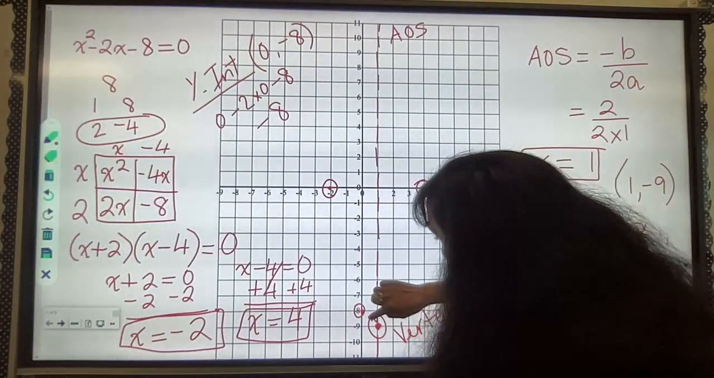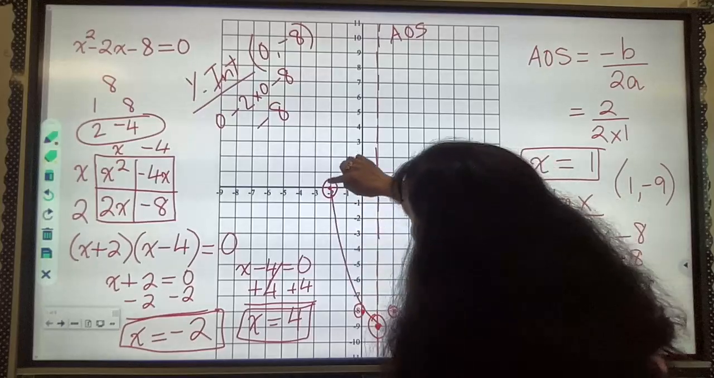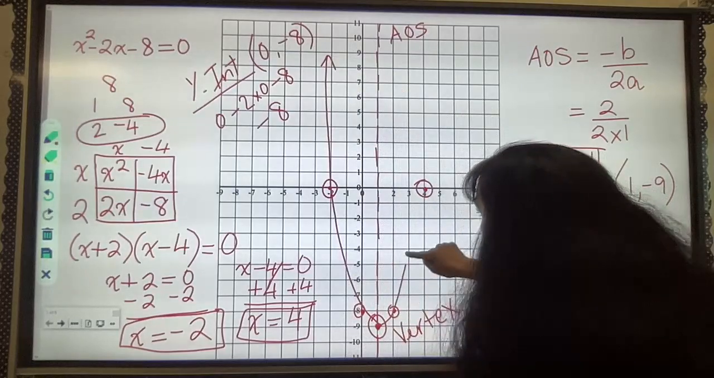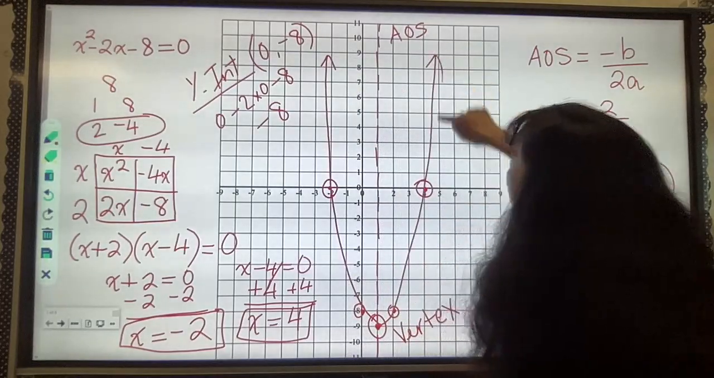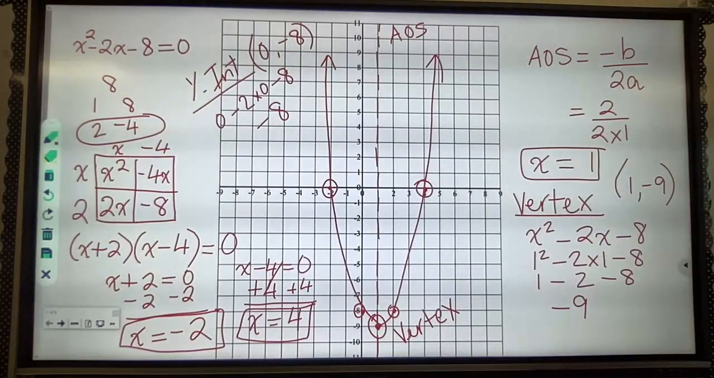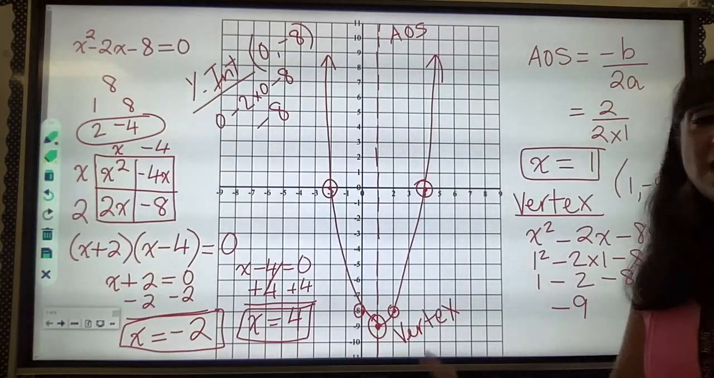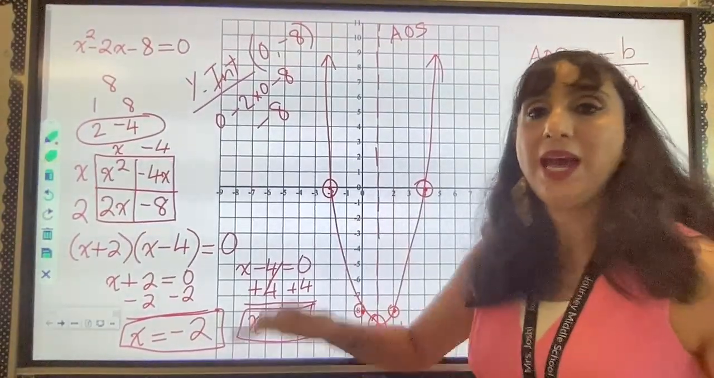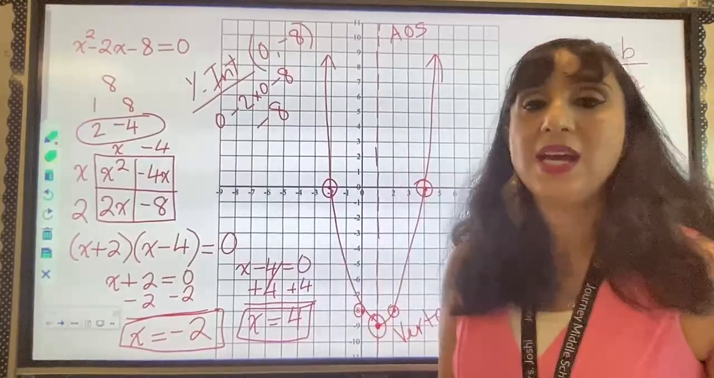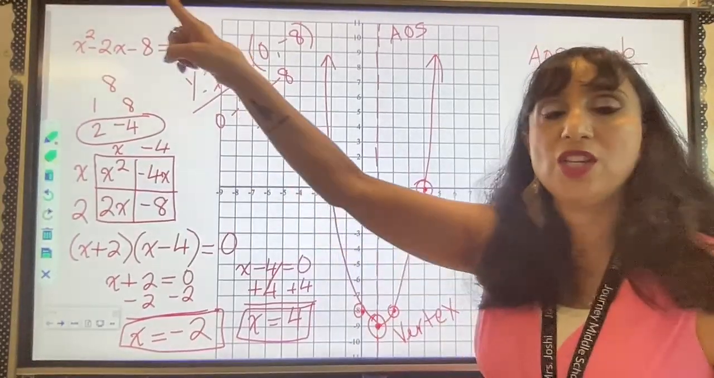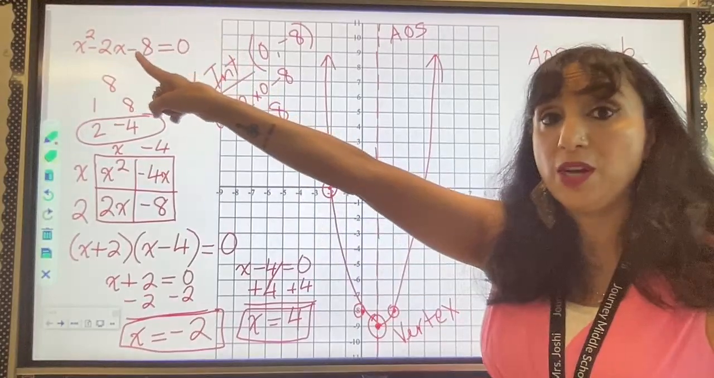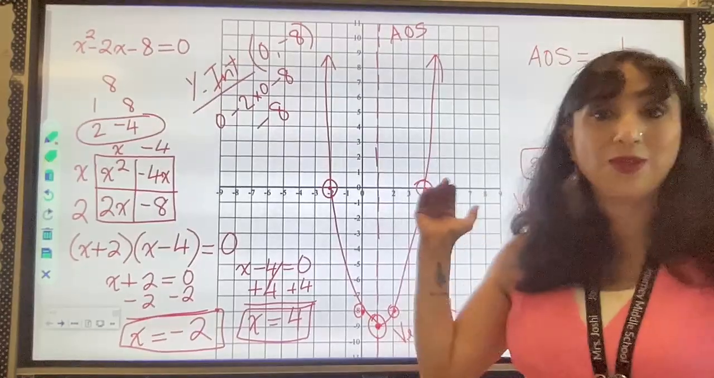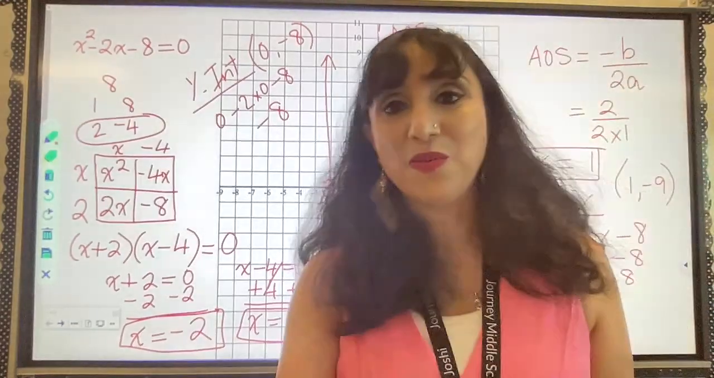Now that I have plotted this, I know the graph opens up. So I'm just going to connect like this. And there's my graph. I've sketched out the graph based on my solutions, my vertex, my y-intercept, and then I just connect, knowing it opens up because the coefficient in front of x squared is positive. So that's how I sketch out this graph.